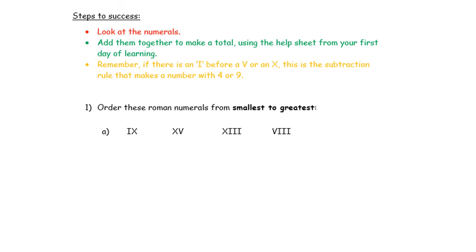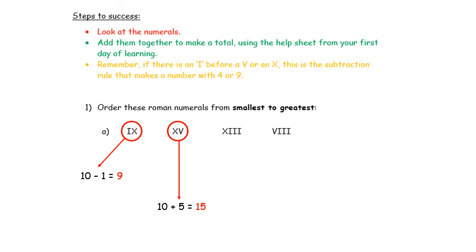And remember, if there is an I before a V or an X, this is the subtraction rule that makes the number with 4 or 9. So let's look at the first one. Okay, we've got IX. Now, it said if there's an I before a V or an X, that's a subtraction rule. So here we've actually got 10 take away 1, which is 9. We know that IX is 9. Second one, we've got XV. So I know that X is 10 and V is 5.